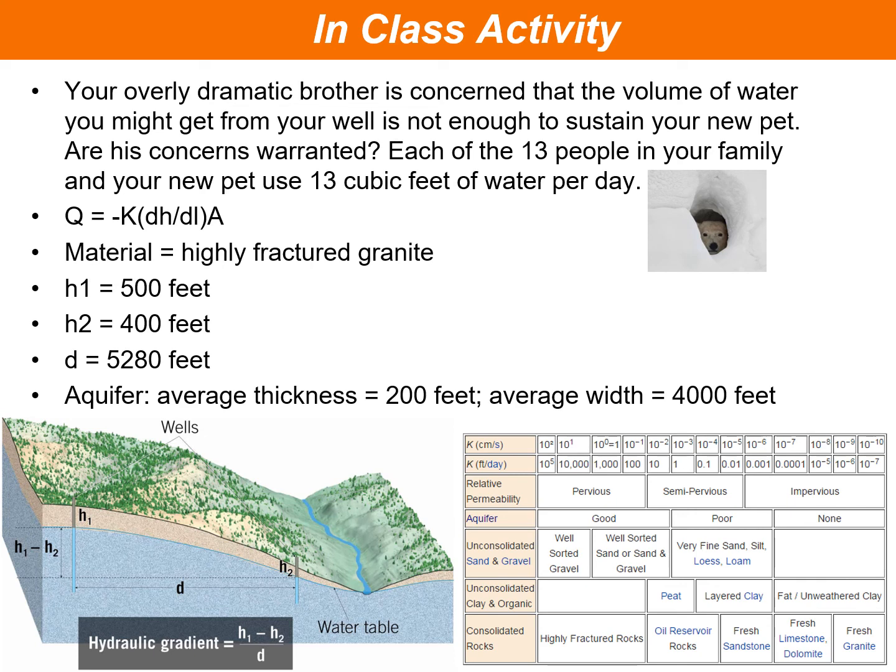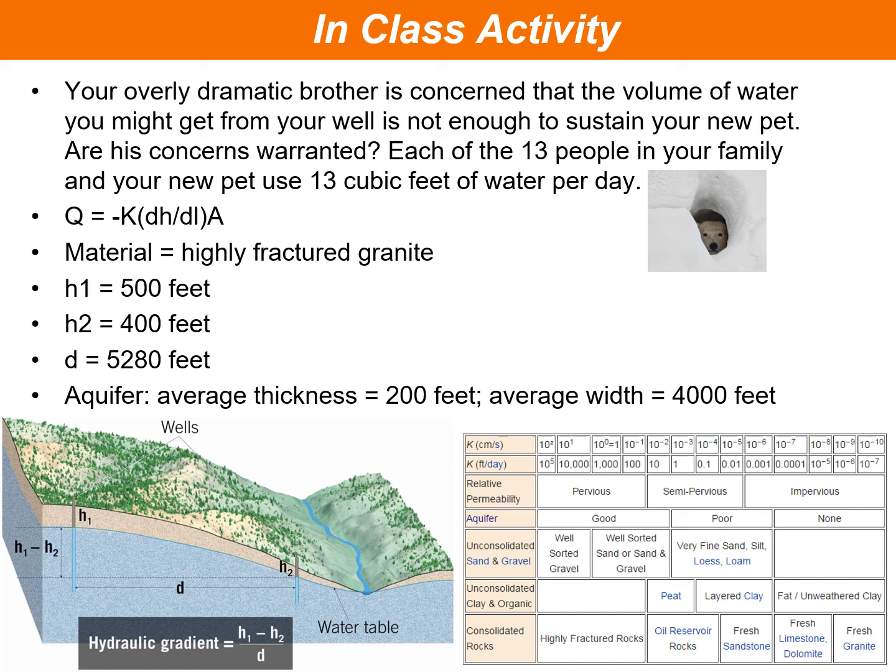Your aquifer in that area, or the saturated zone between your two wells, is 200 feet deep with an average width of 4,000 feet. So this is a lot to take in, so I'm going to walk you through it. You're trying to solve for Q, which is the discharge of groundwater here. And again, you're trying to determine if the 13 people in your family and your new pet that are trying to use 13 cubic feet of water per day will be able to survive using your well.